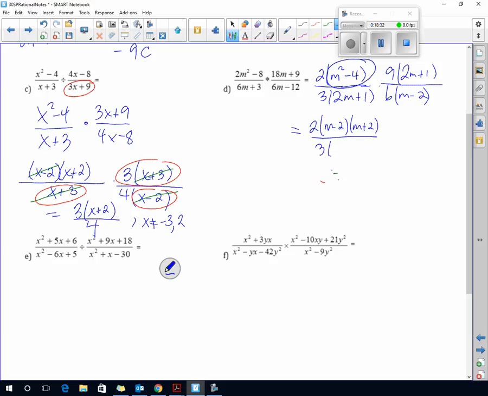Can we do some canceling now? Yes. M minus 2 and an m minus 2. What else? 2m plus 1 and a 2m plus 1. Anything else? 9 and 3. Monomial, monomial. So 9 over 3 cancels to be 3 over 1. And what else? 2 and a 6. 2 and the 6, 1/3, right? 1/3. Look at that. Do we have something else? 3 and 3. 3 over 3 is 1.